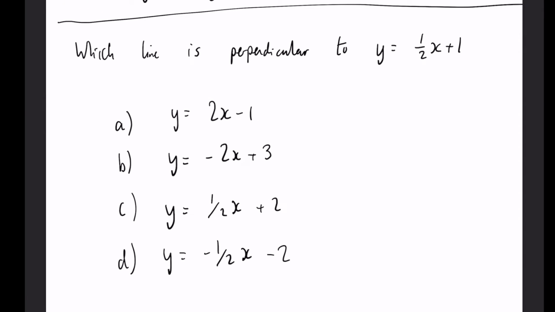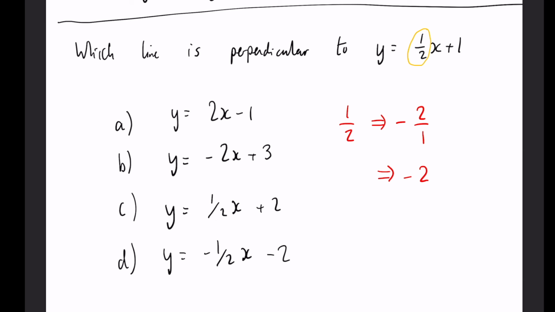Similarly, which line is perpendicular to y equals a half x plus 1? So, notice our gradient. That's the only thing that matters here. Whenever we compare parallel and perpendicular, it's only the gradient, the m value. Now our m here is a half. We learnt previously that the perpendicular line would have a gradient of minus, and then you flip the fraction. So if we flip the fraction, it's going to be minus 2 over 1. And 2 over 1 is the same as 2. So we're looking for a gradient of minus 2.